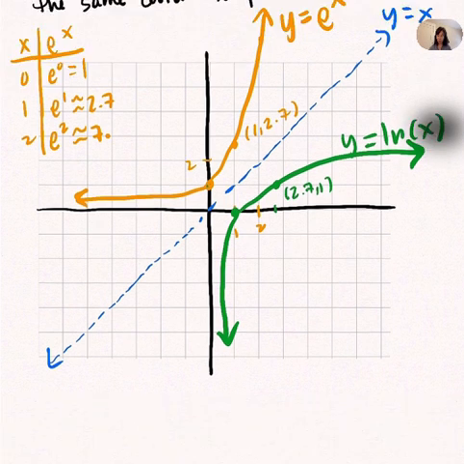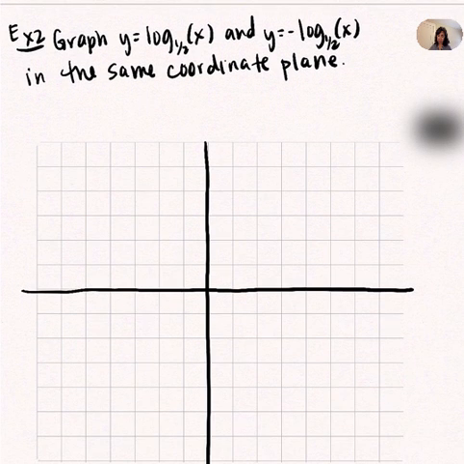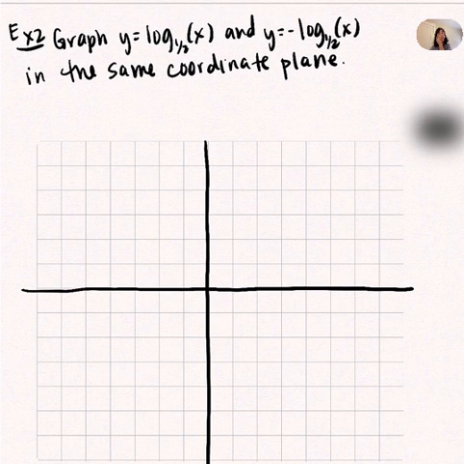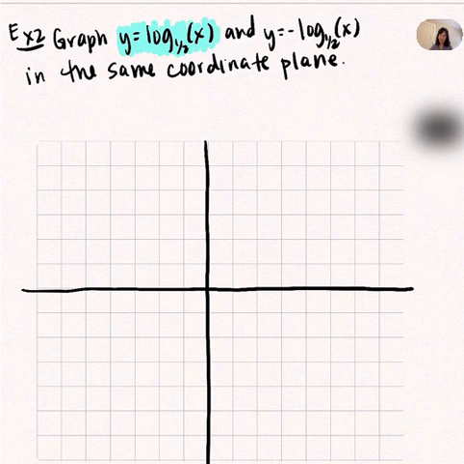Okay, let's do another example. Graph y equals log base 1/2 of x and y equals negative log base 1/2 of x in the same coordinate plane. So I'm going to start with y equals log base 1/2 of x. And I'm going to notice that the base here is a fraction. It is between 0 and 1.